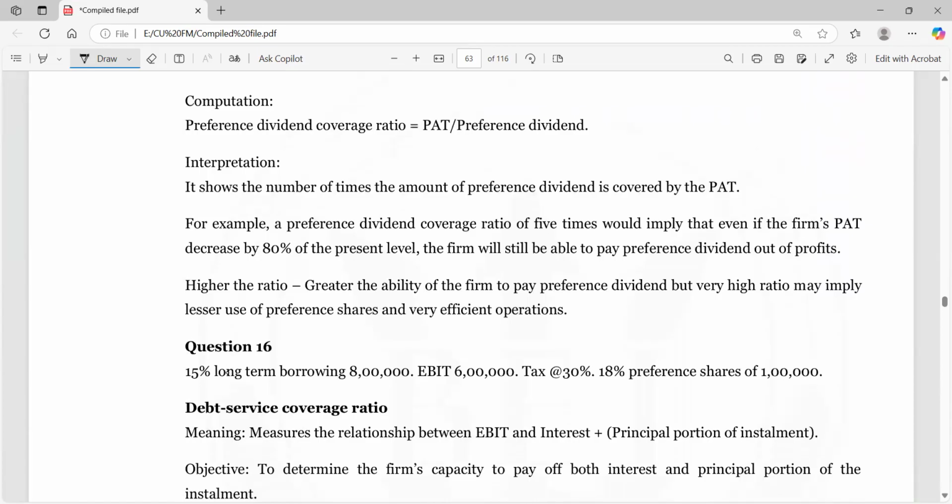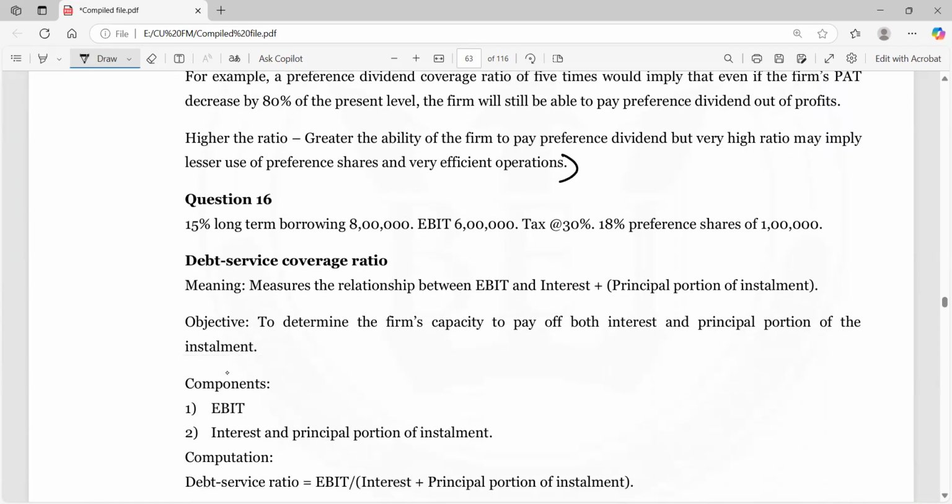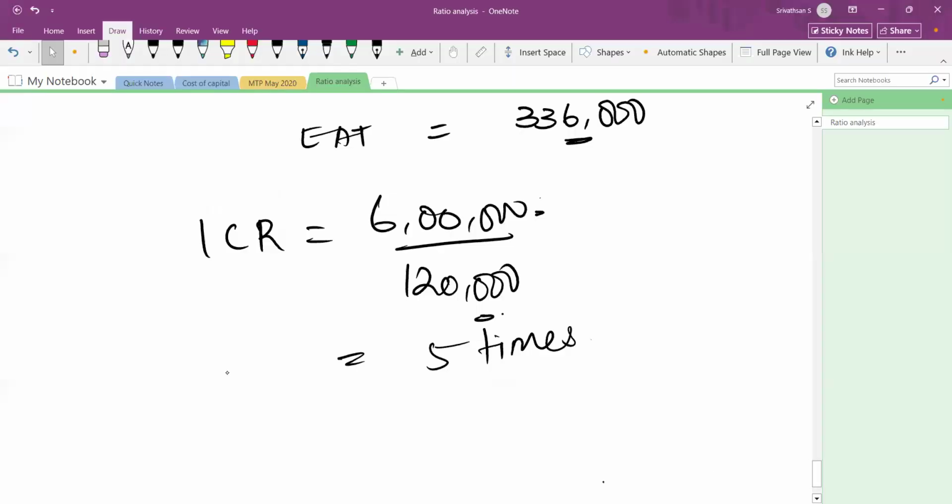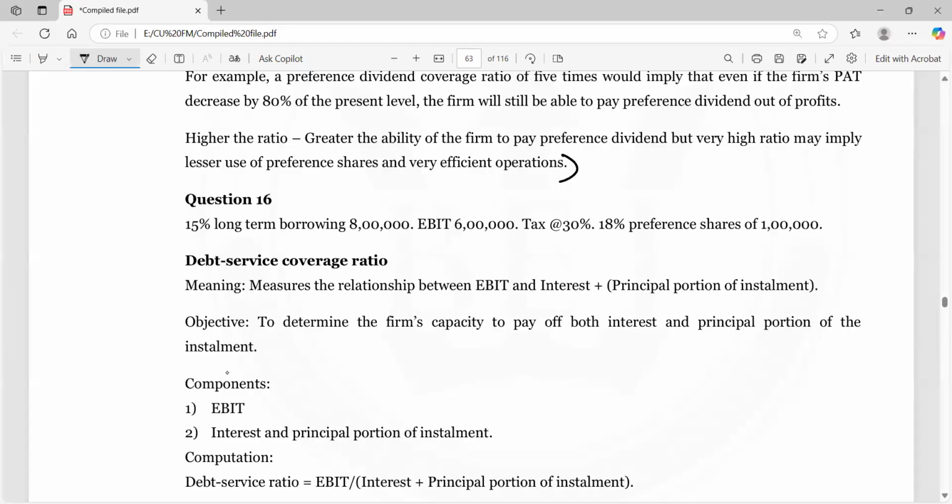See, listen, interpretation is the same. So quickly do the calculation. Same numbers. You don't even need to calculate it. You know the PAT, right? What is the PAT in this question? Why are you calculating? Just now we calculated. PAT, 3 lakh. Do that. 1.86.